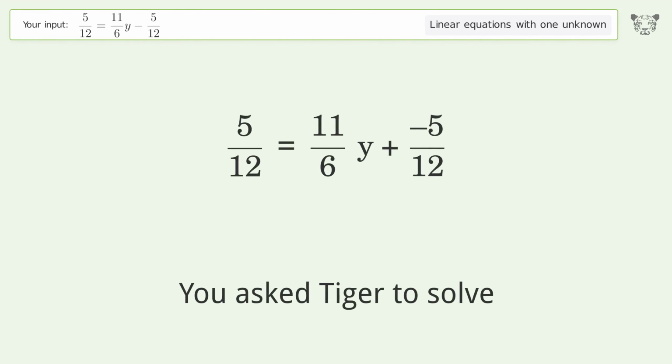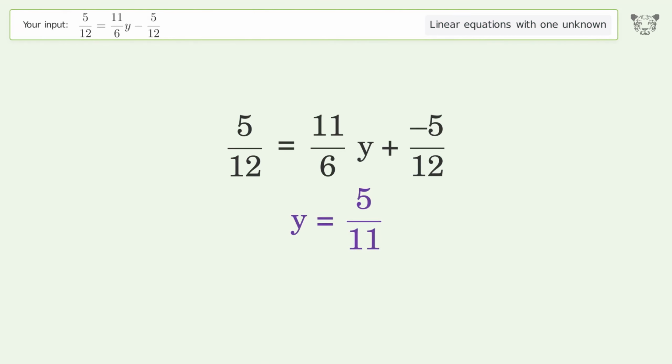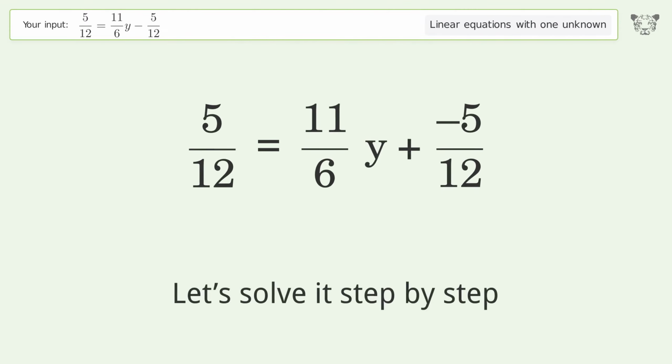You ask Tiger to solve this. It deals with linear equations with one unknown. The final result is y equals 5/11. Let's solve it step by step.